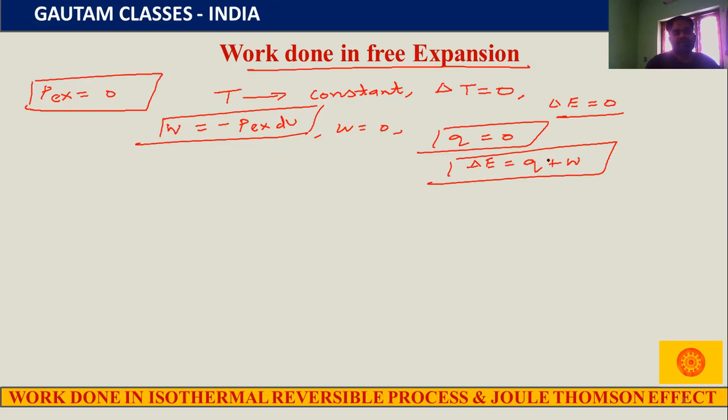So always keep in your mind, in free expansion, three physical quantities will be zero: change in internal energy, work done, and heat exchange. That means if free expansion is going on, work done by the system will be zero. Internal energy will not change. Whatever internal energy is in the initial state, the same internal energy will remain in the system in its final state. And heat exchange is also not possible.